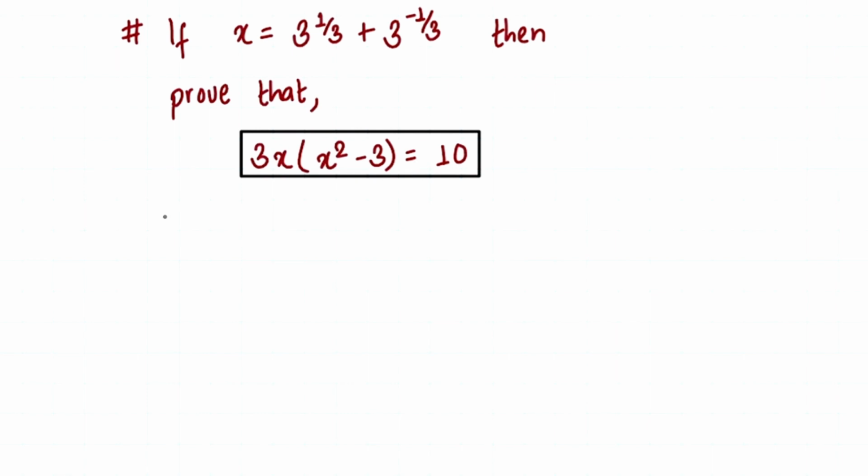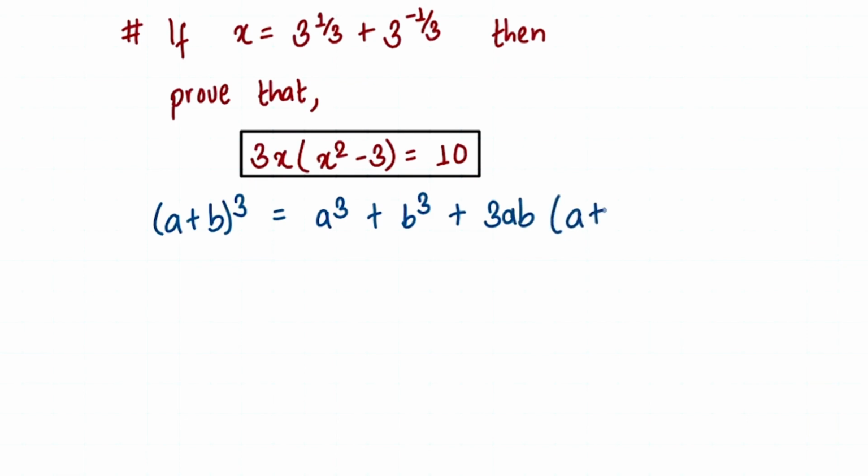Before solving this particular question, you need to know one formula, okay? And that is the formula of a plus b whole cube. The formula of a plus b whole cube is a cube plus b cube plus 3ab bracket a plus b, okay? And that's it. If you know this particular formula, then we can easily solve this question.